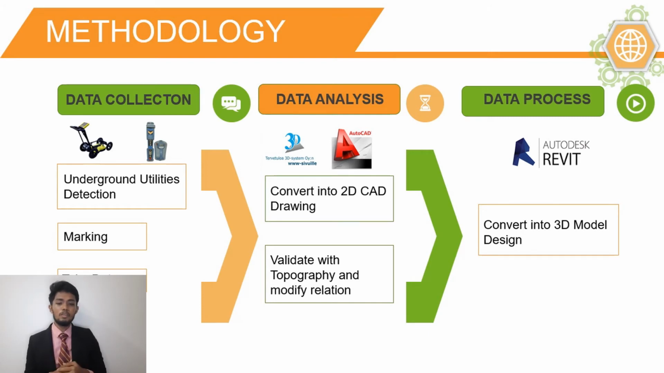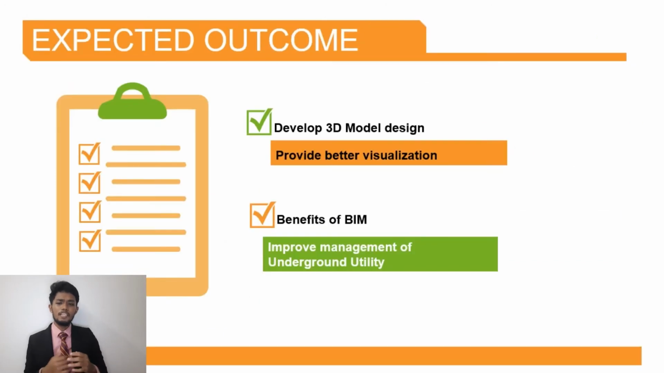The 2D CAD drawing will be converted into the 3D model design by using BIM technologies, which is the Revit software. The 3D model includes the details and properties of underground utilities and also the environment of the project site, such as signboards, trees, fences and so on. So the expected outcome is to develop the 3D model design to provide better visualization and the benefit of BIM, which improves the management of underground utility.